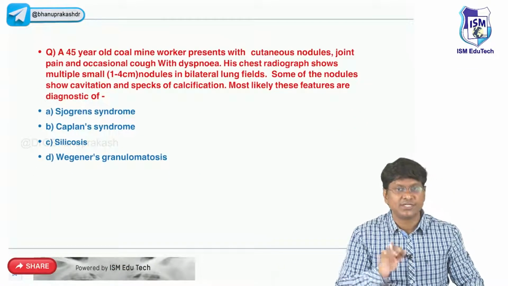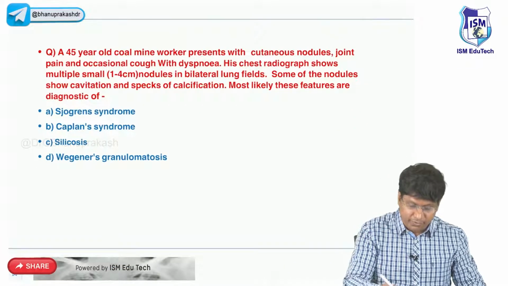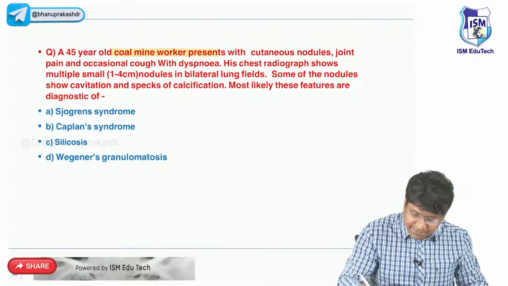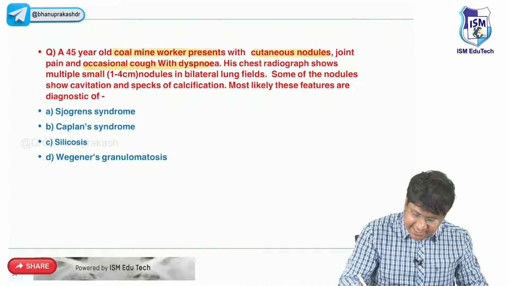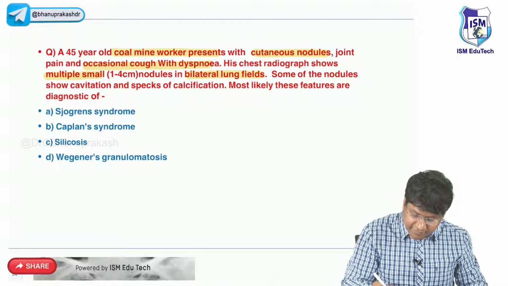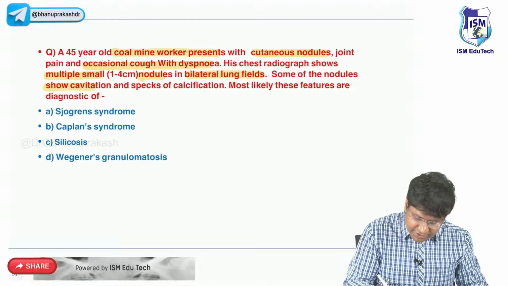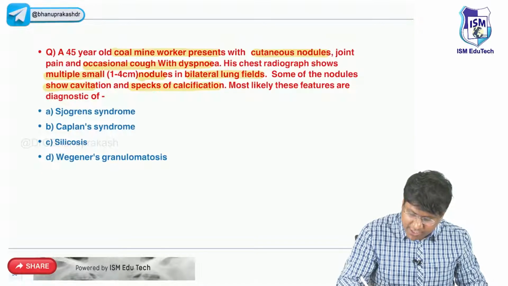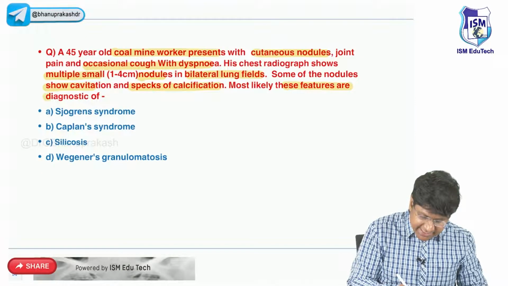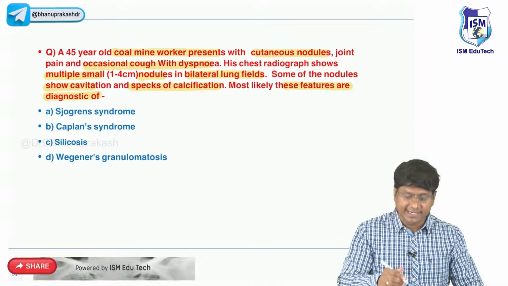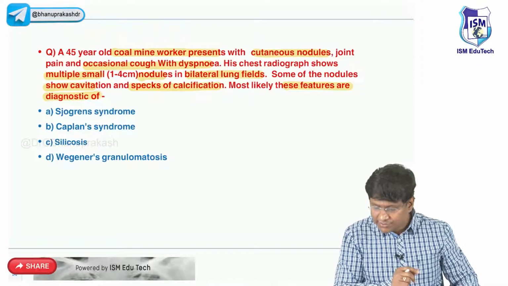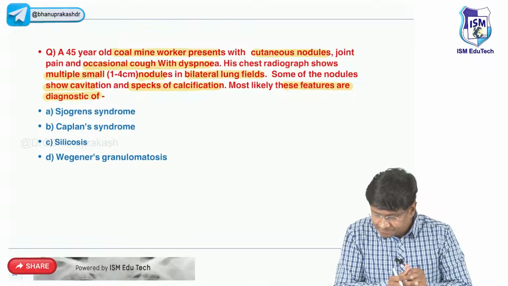See this question: a 45-year-old coal mine worker presents with cutaneous nodules, joint pain, and occasional cough with dyspnea. Chest radiograph shows multiple small nodules in bilateral lung fields. Some of the nodules show cavitation and specks of calcification as well. Most likely, these features are diagnostic of: the options are Sjogren's, Kaplan's, silicosis, and Wegener's granulomatosis. So what do you think is the correct answer here?